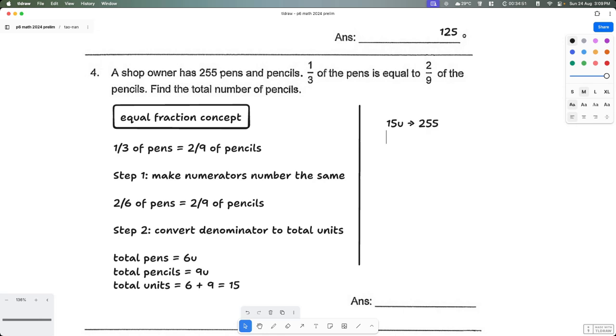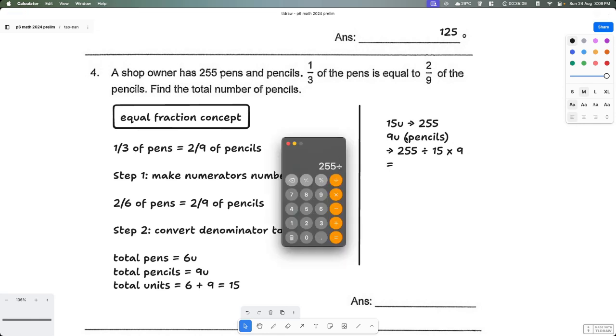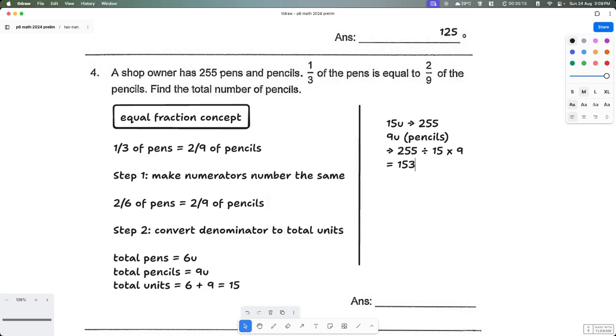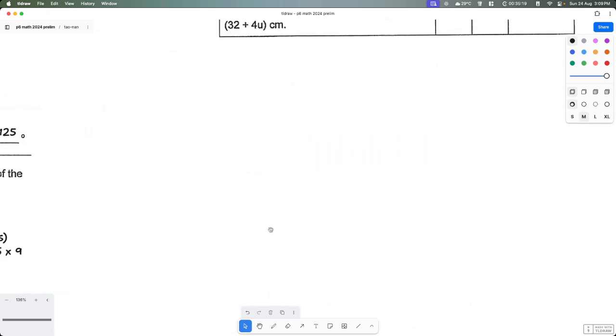So you want to get pencils, 9 units is equal to 255 divided by 15 times 9, okay, which is the pencils over here. So this is pencils, right? And then this is equal to 255 divided by 15 times 9. Okay, this will be 153. Okay, there you go. That's the answer. 153. Okay, let's move on to the next question.